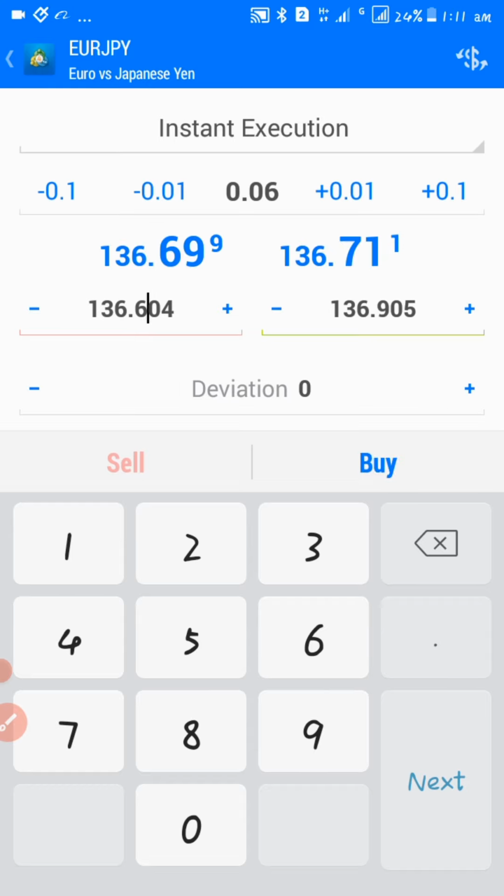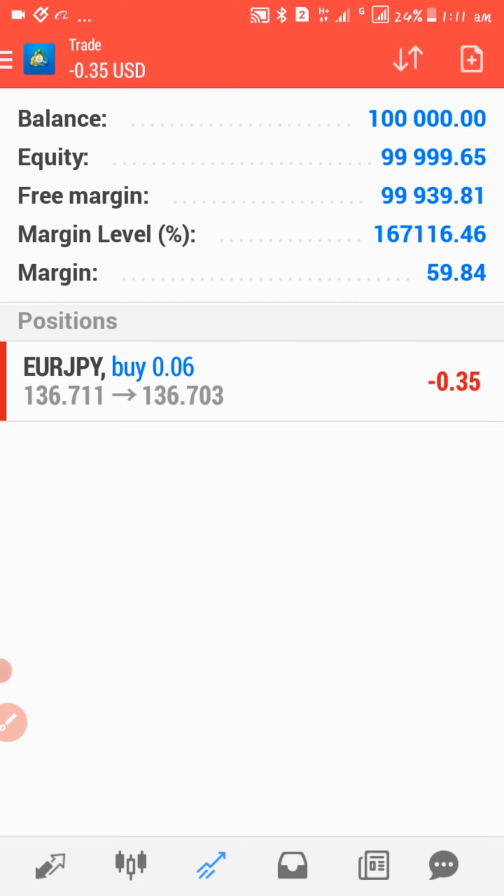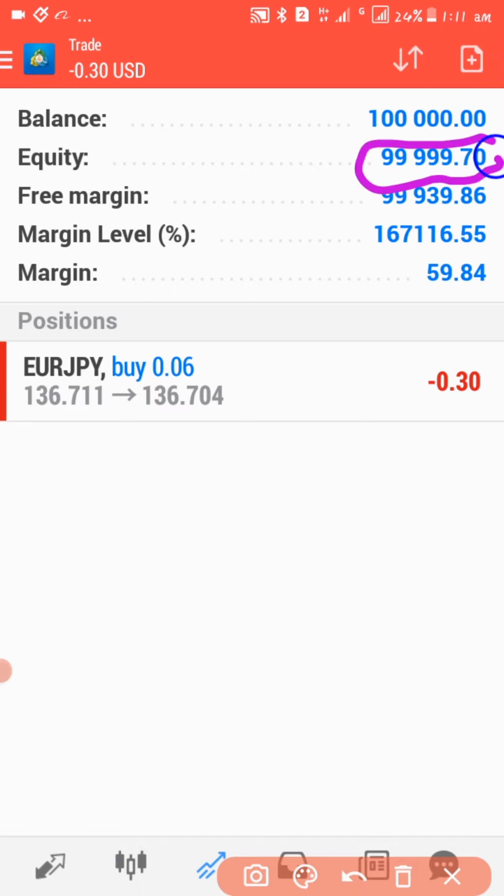Okay, so let's take a buy. You can see it's already on a loss. If you look at it very well, the floating is already occurring on the equity. We said what? Equity is what? Floating profits and losses on top of what? Balance. You can see that this particular trade now is fluctuating between profit and losses.